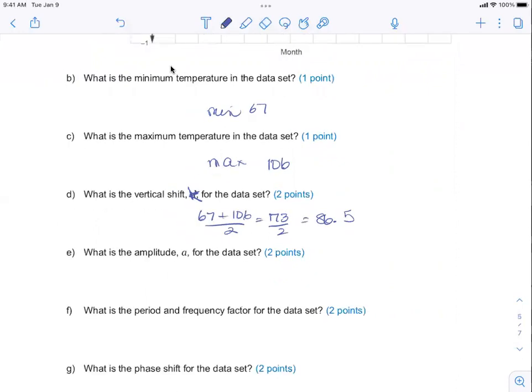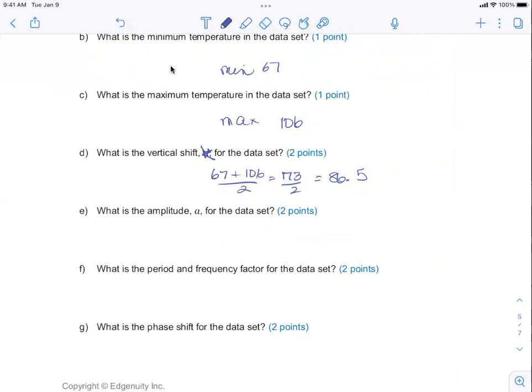What is the amplitude for the data set? This is the one where we subtract them and take the absolute value. So 106 minus 67 over 2. So this is 39 over 2, which is 19.5.